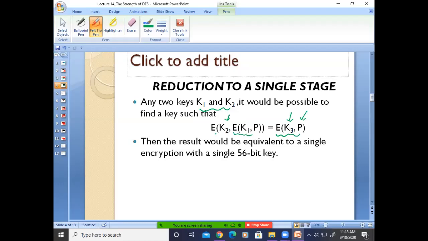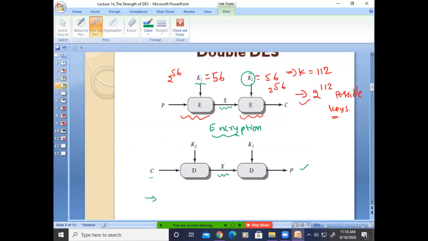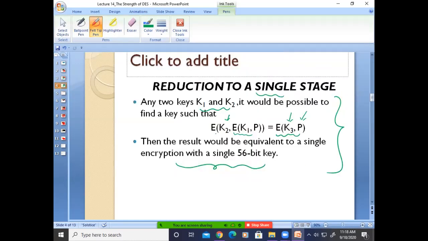That may be a chance because there are so many possible combinations. So there may be a chance that two different pairs or two different sequences will match, which will lead to the double DES again being a single encryption with a single 56 bit key. So that is one drawback. It will become a single stage only. Even though it is a double DES, it will become a single stage.